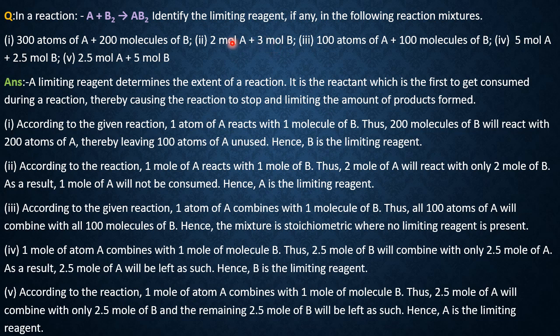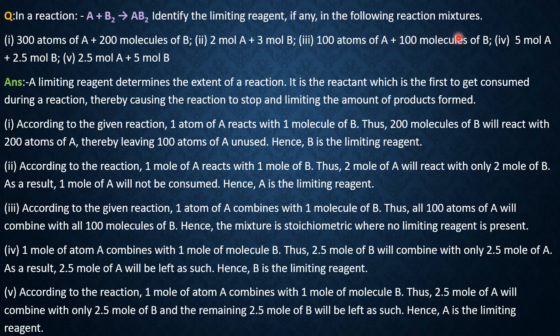Third combination, 100 atoms of A plus 100 molecules of B. It is exactly similar to the question number 1. Okay, so 1:1 ratio, atoms to molecule, 1:1 ratio. So 100 atoms of A requires 100 molecules of B. It is strictly according to the balanced chemical equation. So here both are matching, tallying as per the chemical equation. Therefore, no one is limiting reagent. Both are there as required by the equation. So here limiting reagent is absent.